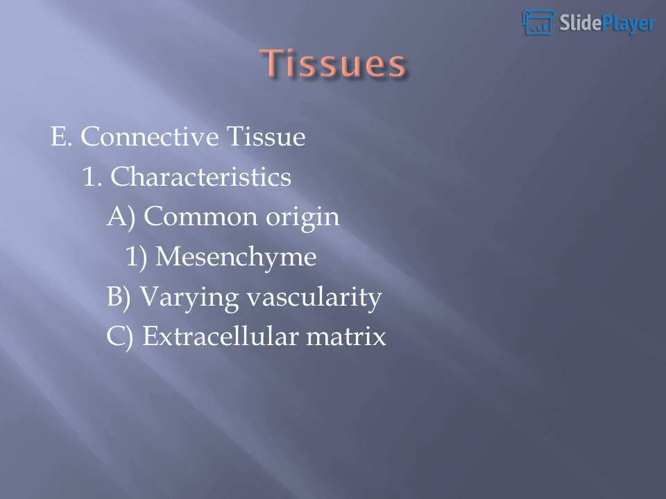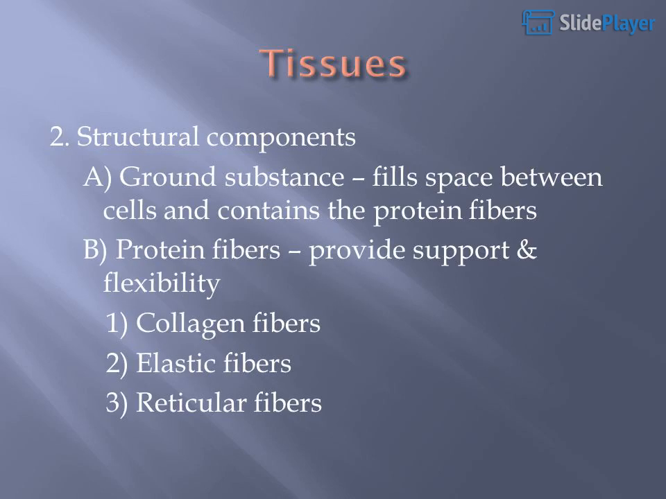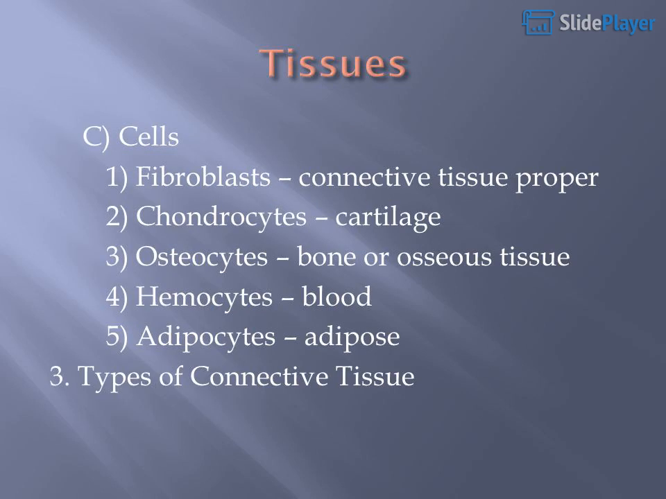E. Connective tissue. 1. Characteristics. A. Common origin. 1. Mesenchyme. B. Varying vascularity. C. Extracellular matrix. 2. Structural components. A. Ground substance, fills space between cells and contains the protein fibers. B. Protein fibers, provide support and flexibility. 1. Collagen fibers. 2. Elastic fibers. 3. Reticular fibers.